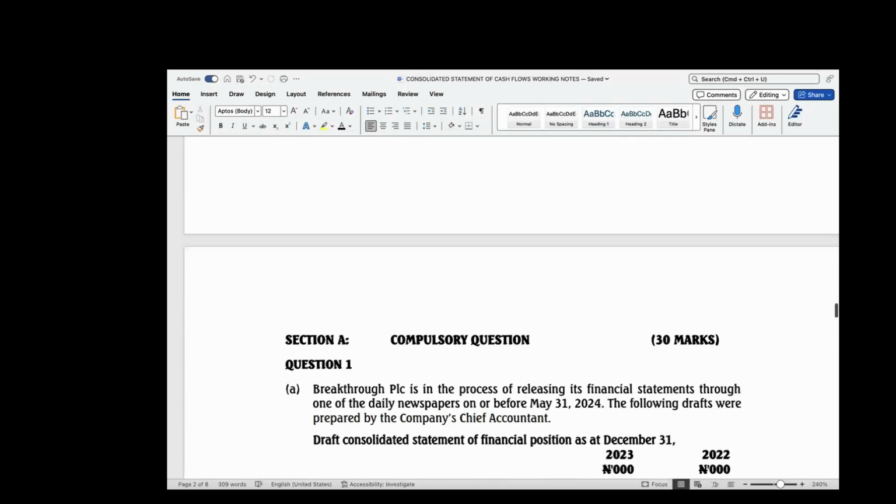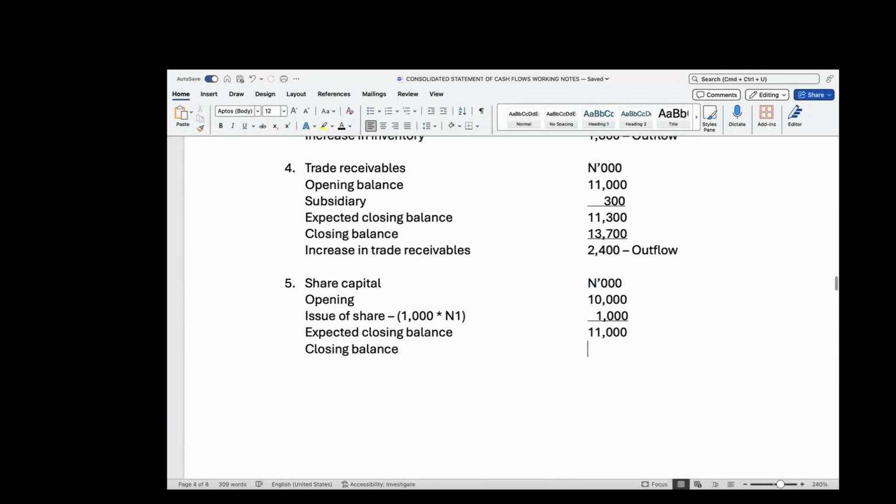So why are we having 11.5? It should be 11,000. So what's this increase about? Who can tell us? What would this increase be about? Is it the share premium? No, the premium is actually separate. The premium is also 1 million, not 500, because the difference I'm seeing here is 500.